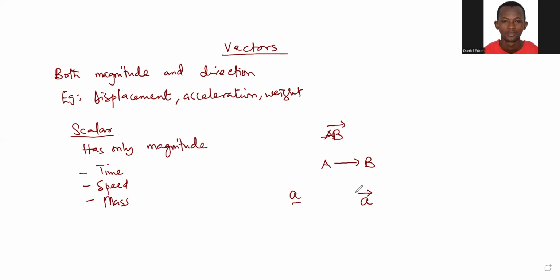We also need to understand that vectors can be written either in a column vector form like this, or in a coordinate form like this, where this is the magnitude and this is the direction.